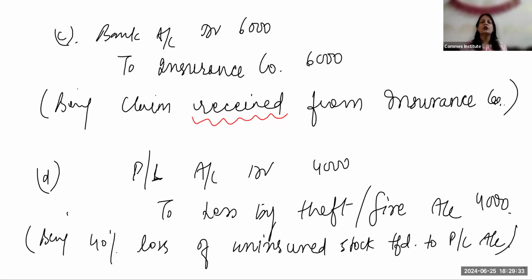Profit and loss account debit to, what happened? It is getting discharged. Wait. Loose. It's getting discharged. It was not getting charged. The pin was loose. Okay, clear?